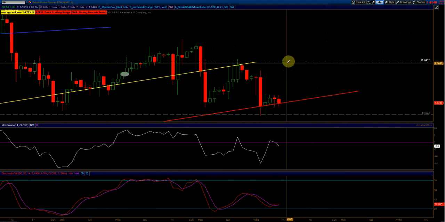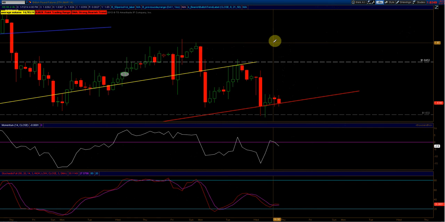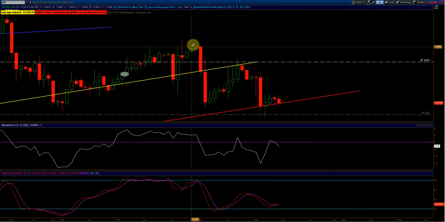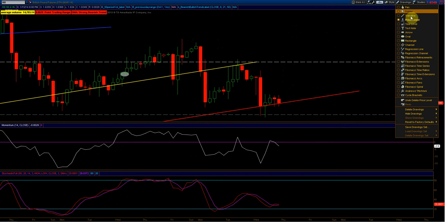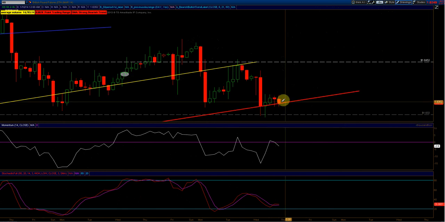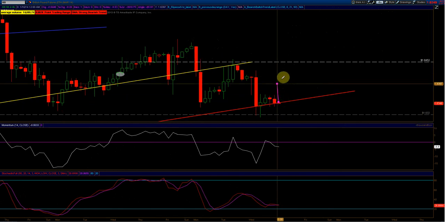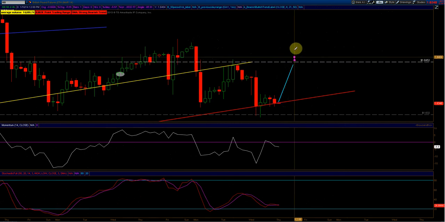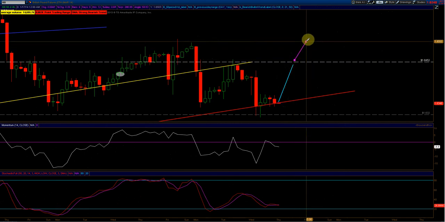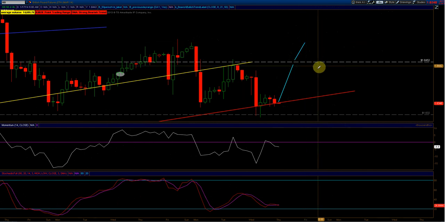My first target would be this line of resistance, and my second target would be probably up here around the top of this previous rally that we had, right around 1.6497. So let me draw this out for you. What we're looking for, if it holds this red trend line, we're looking for a bounce, first target, and second target could be right around this area here.